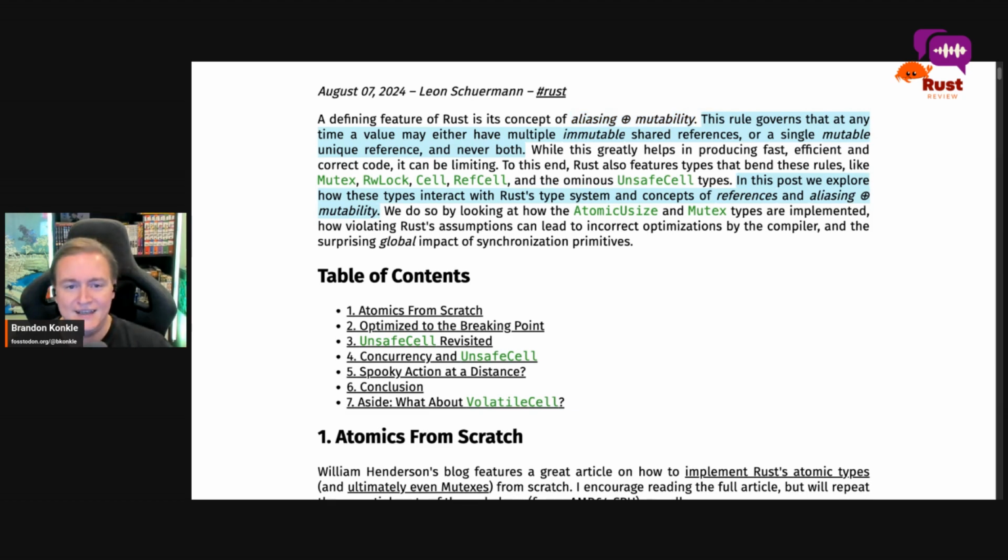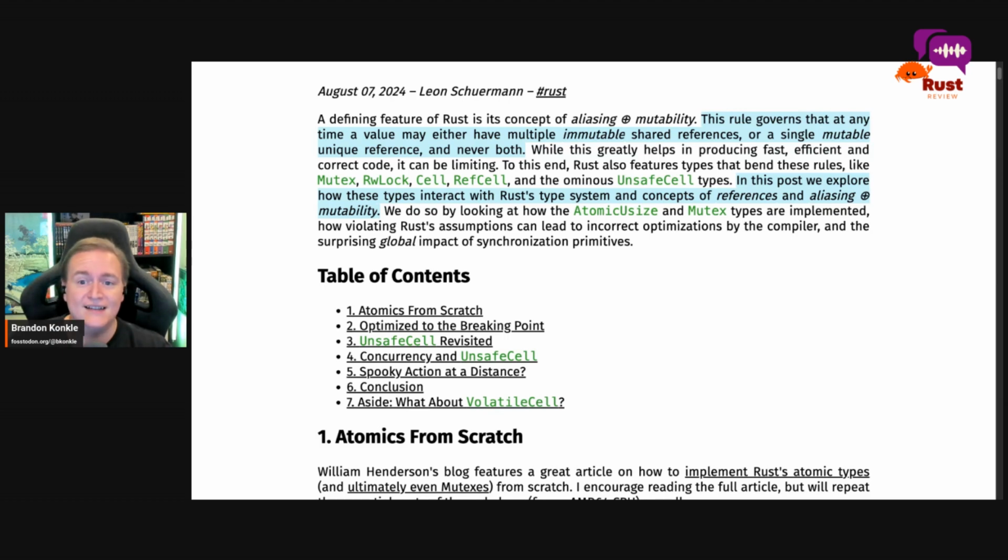So in this post, he talks about how types like UnsafeCell or Cell or Mutex interact with Rust's type system. If you look at a Mutex or a Cell, you'll see that it's built on unsafe Rust. And so he tries to build similar things in unsafe Rust and gets some weird results and digs in to understand why. And the results are something that you will definitely want to dig into and understand in greater detail if you're planning on using unsafe Rust in any way.